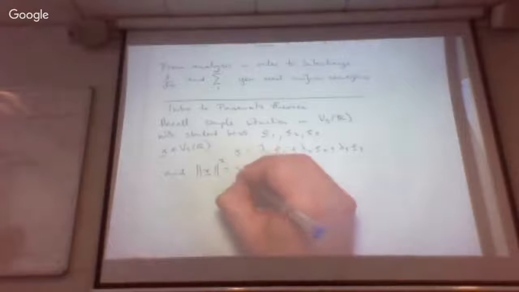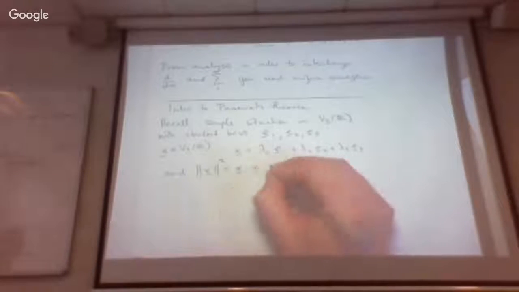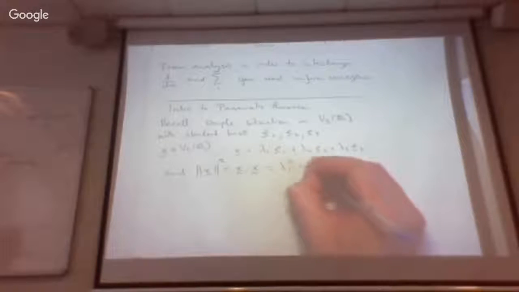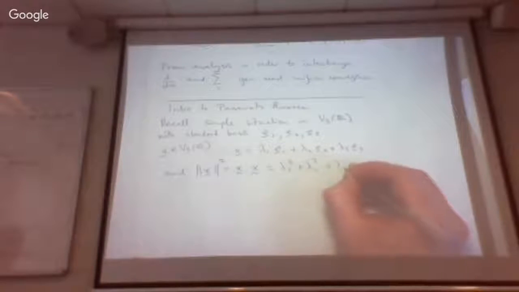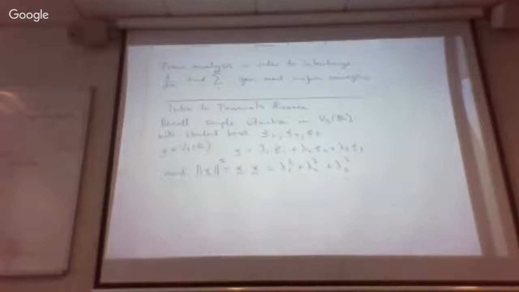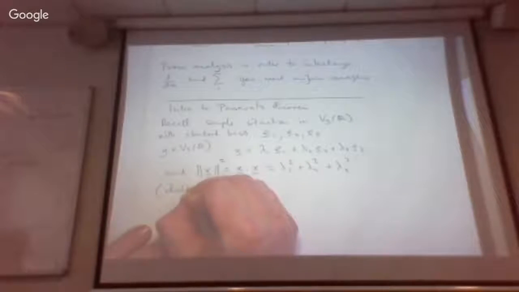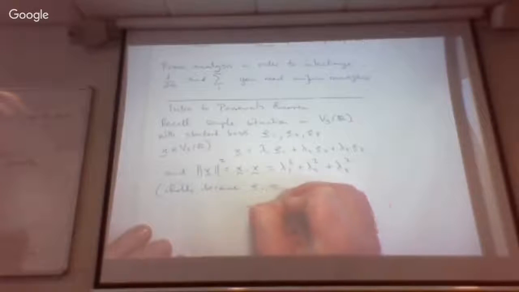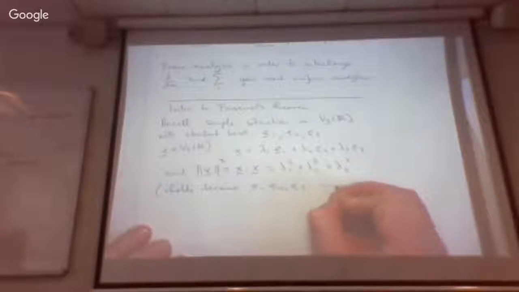And the norm of the vector, or let's talk about the square of the norm, which is equal to the dot product of the vector with itself. That is just the sum of the squares of the three coefficients there from the linear combination. And this holds because the standard basis E1, E2, E3 is an orthonormal basis.